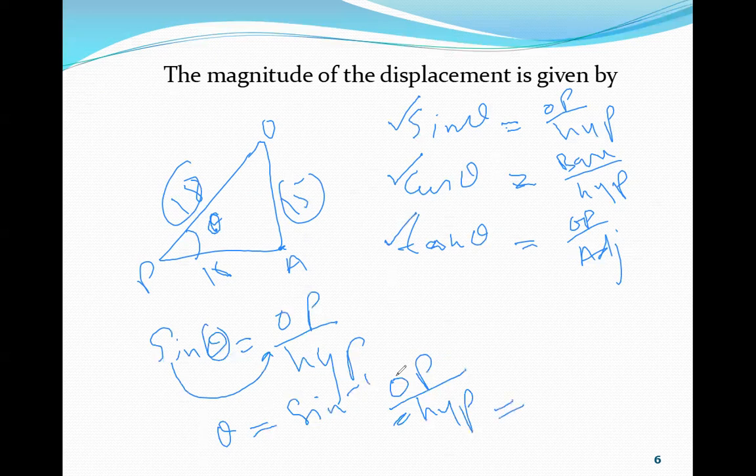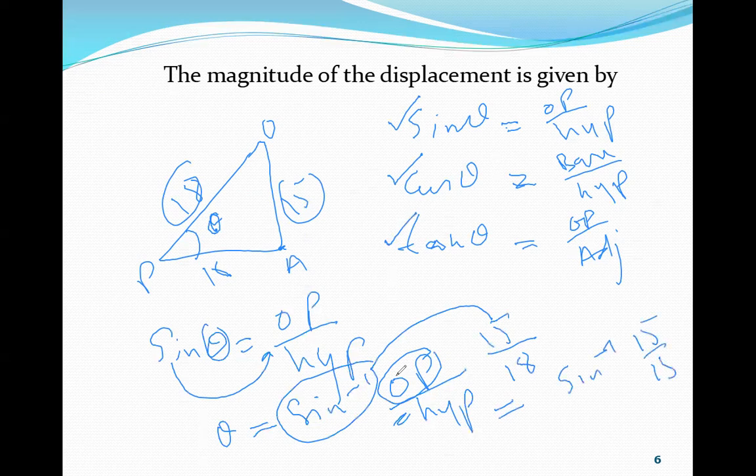Now putting in the values. Opposite here is 15, so we put 15 here, and hypotenuse is 18. It means sine inverse of 15 over 18. Calculate the sine inverse of 15 over 18. How much is it? I'm checking it. 56.4. 56.4 degrees. That is the direction of the displacement of OP.